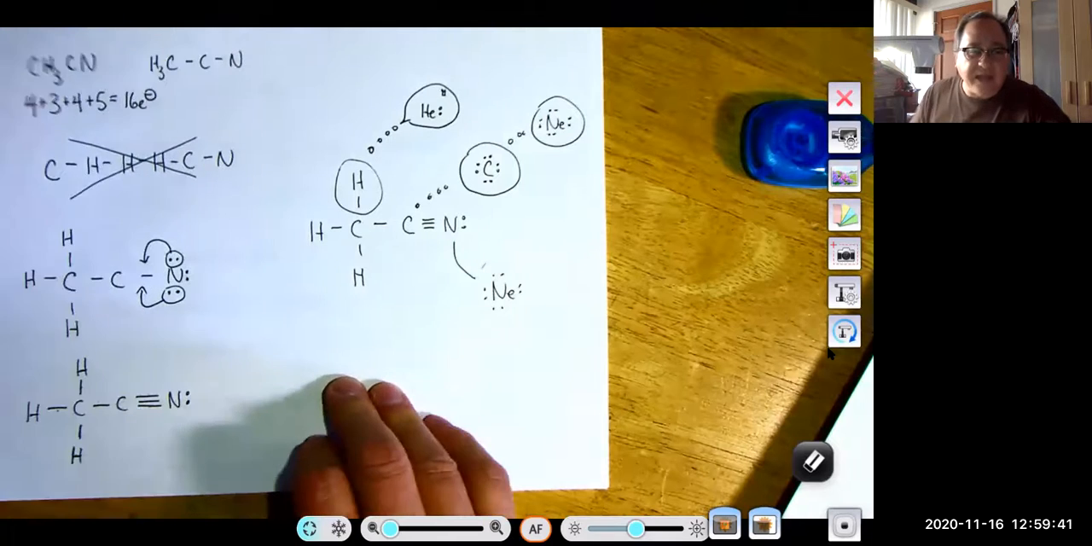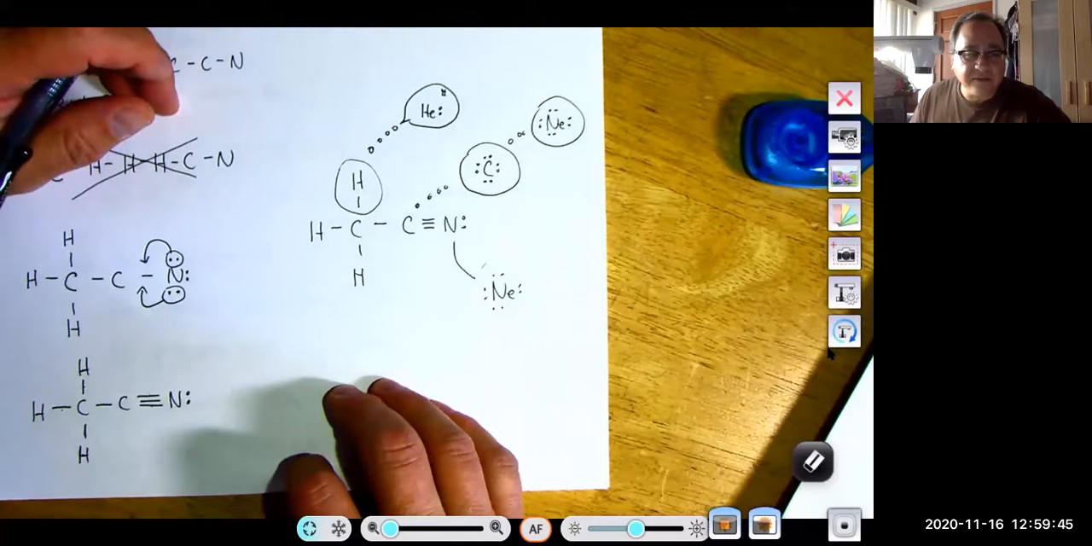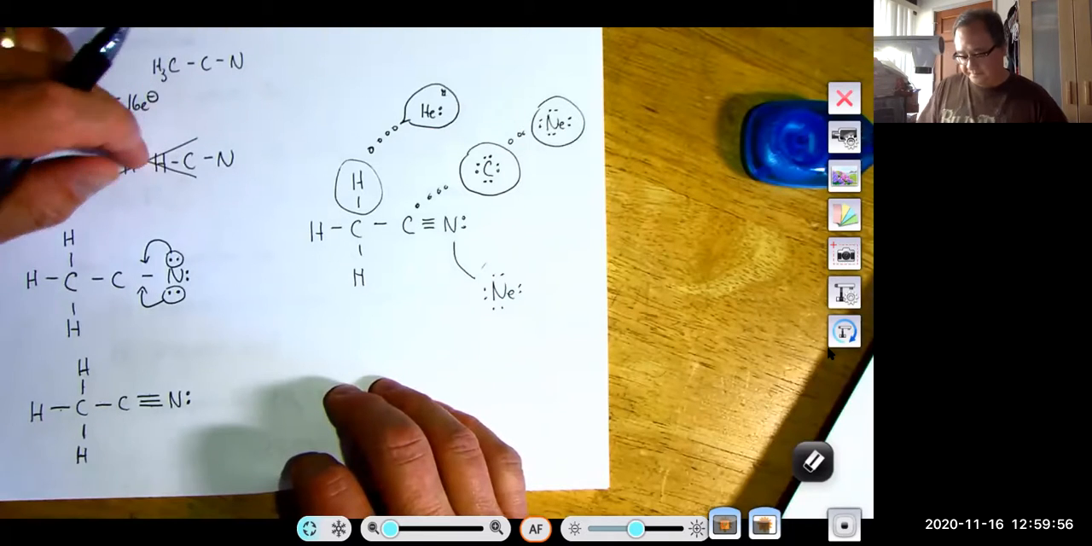Now, which are the atoms that can have more than an octet? The answer is those above period 2. So that means period 3, 4, 5, 6, 7. Okay.